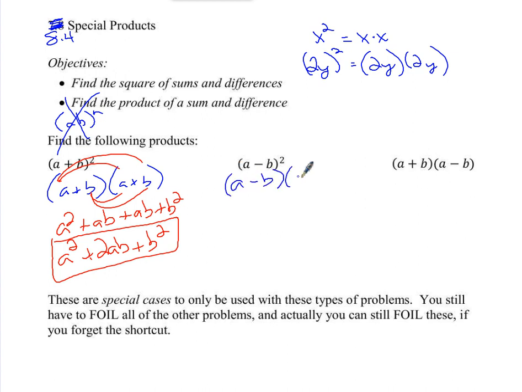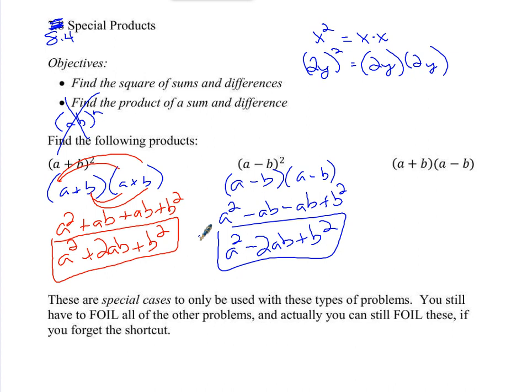Yep, make it a FOIL problem. Okay, now we can FOIL it. Right, a squared minus ab, good. Minus ab again, good. Right, that's negative b times negative b, which becomes positive, so plus b squared. Combine like terms, and you get minus 2ab plus b squared. There you go.